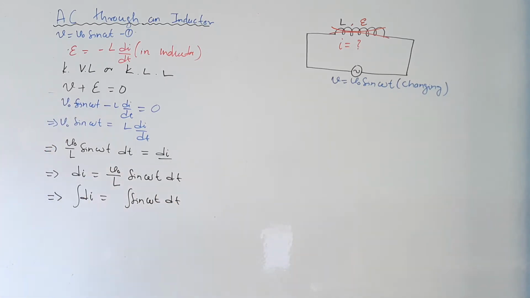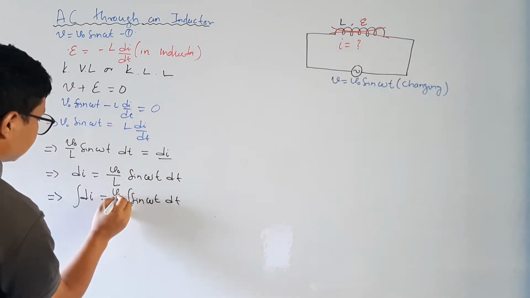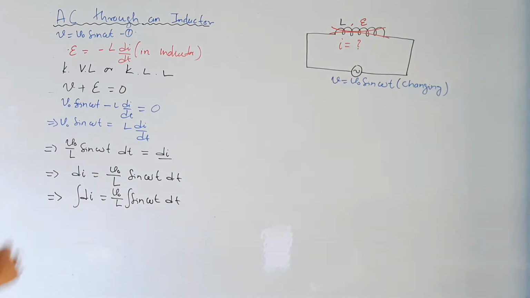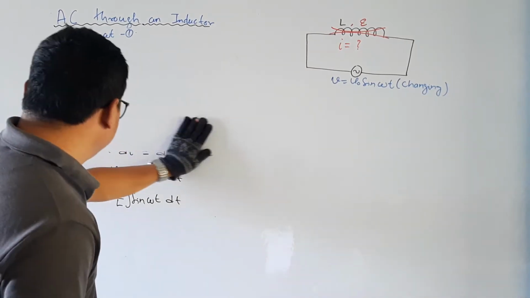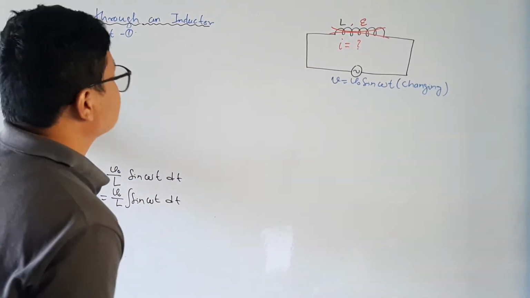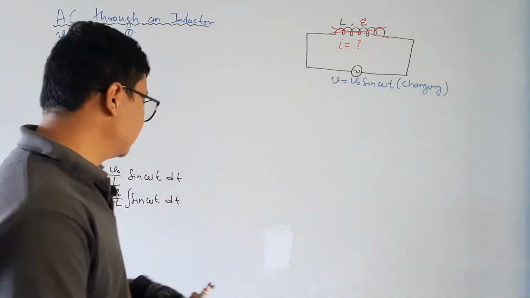And where is V0 by L? V0 by L is here. This is outside the integration. I am taking this outside the integration because V0 is a constant and L is also a constant. L is inductance, which is constant.